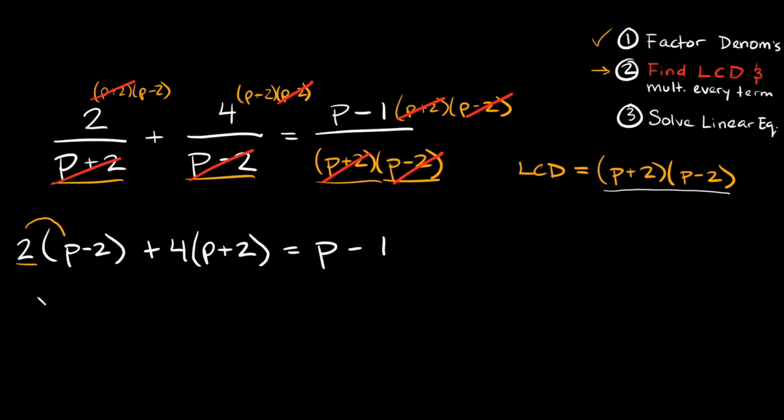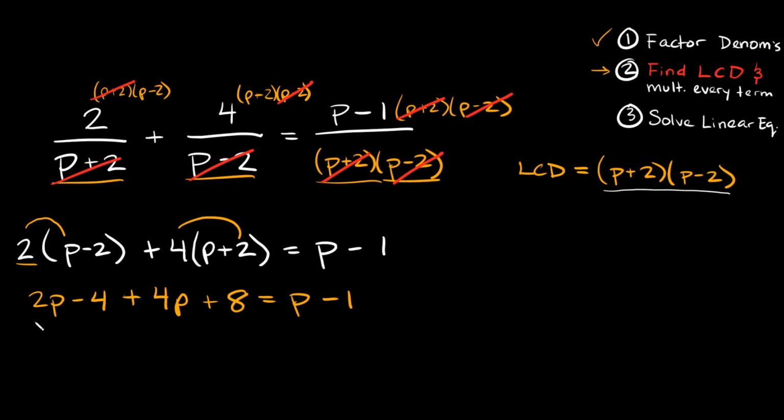So 2 times p, that's equal to 2p. And 2 times negative 2, that's equal to negative 4. All right, and then we're going to have 4 times p, so that's positive, right, because plus 4p right there. And then 4 times 2, that's equal to positive 8. And then that's equal to p minus 1, right?